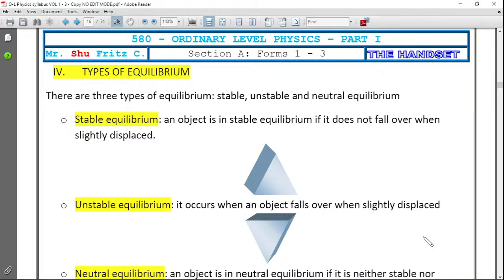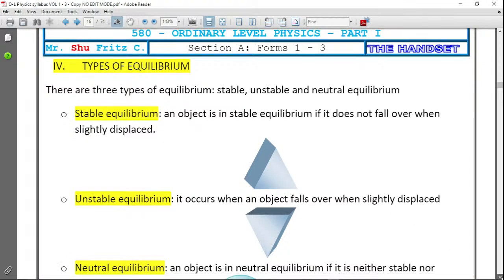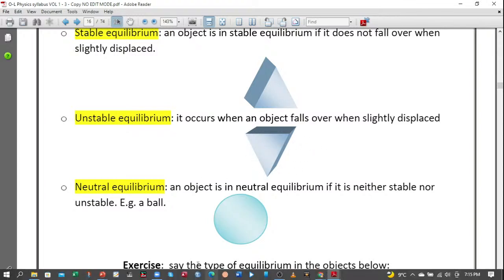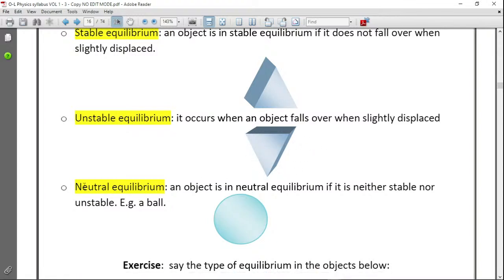Now, unstable equilibrium occurs when an object falls over when slightly displaced. So this second case is unstable equilibrium. If you slightly displace this block, it will fall or topple over. While for neutral equilibrium, the object is neither unstable nor stable, and this applies to most spherical objects, like a ball. When a ball is on the ground, it is neither stable nor unstable.